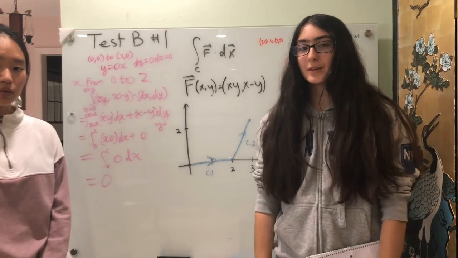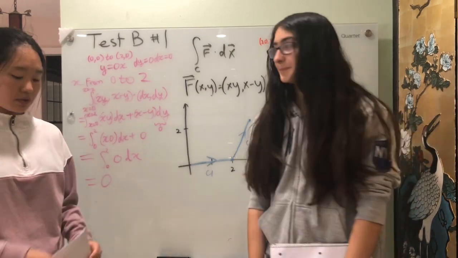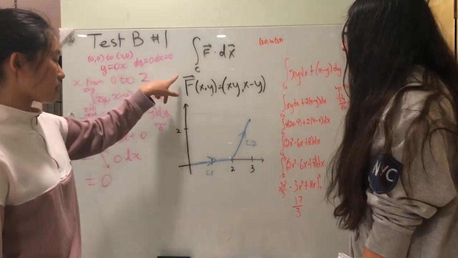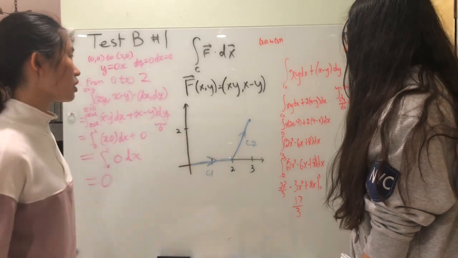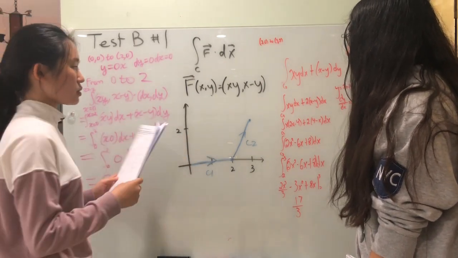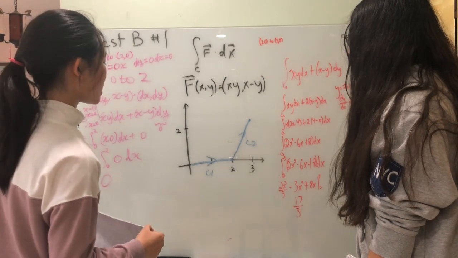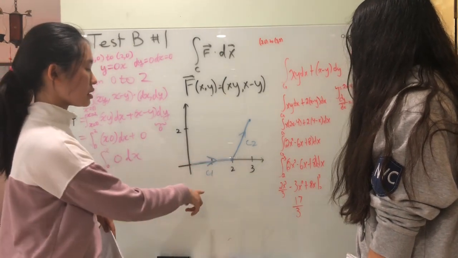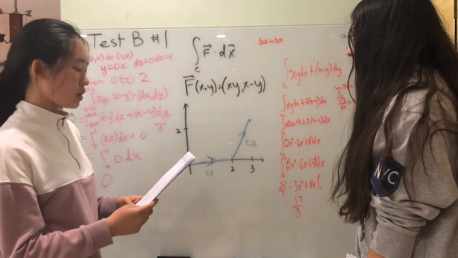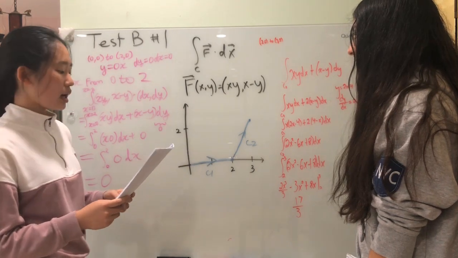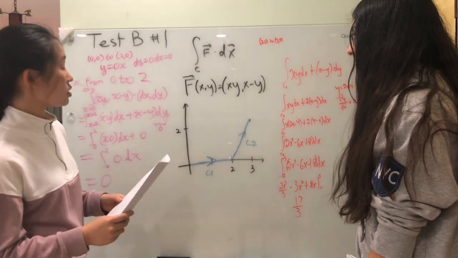And we're going to go through Test B, Problem 1. So first, a little bit about the problem. This is the line integral over C, which we've graphed here, and the function F(x, y) is equal to (xy, x minus y). So we split the line into C1 and C2. I'm going to be doing C1, which is from (0, 0) to (2, 0), and Serena will be doing C2 from (2, 0) to (3, 2).